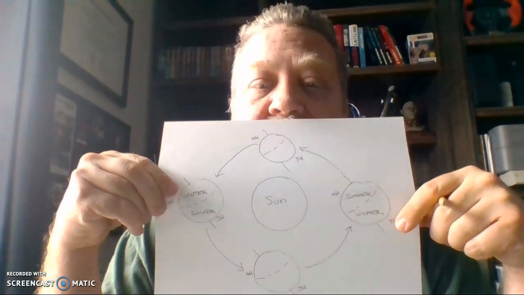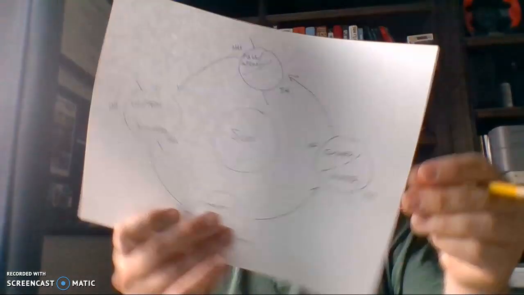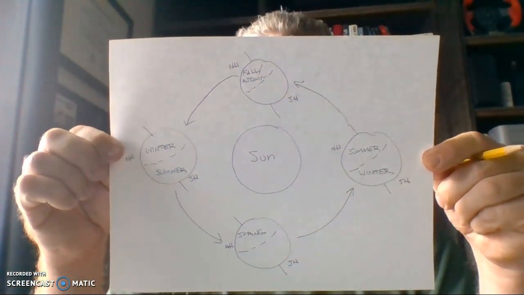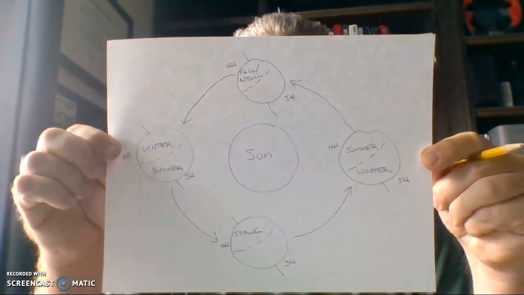So I just go through, and remember, I'm going in a counterclockwise direction. So I go ahead and just fill in the rest. For the northern hemisphere, after winter comes spring, then summer, and then fall or autumn. So now I've got the rest of them filled in for the northern hemisphere. And then whatever's opposite of that season is what I get to fill in for the southern hemisphere.